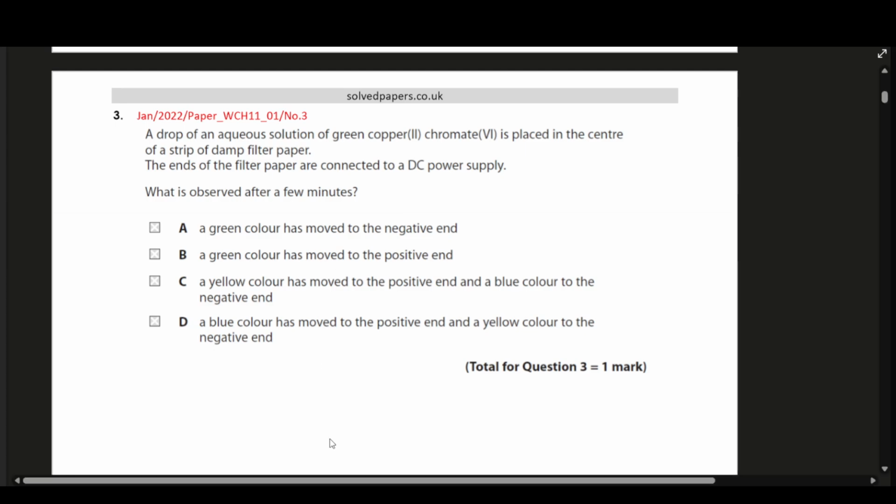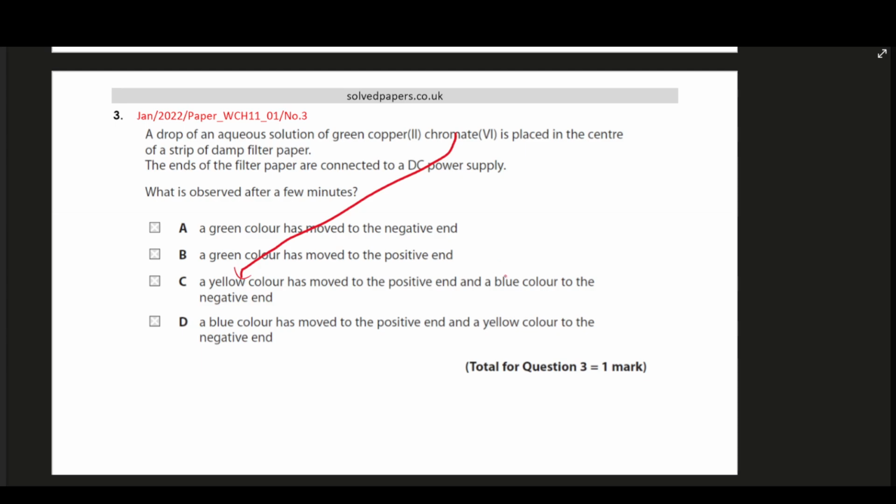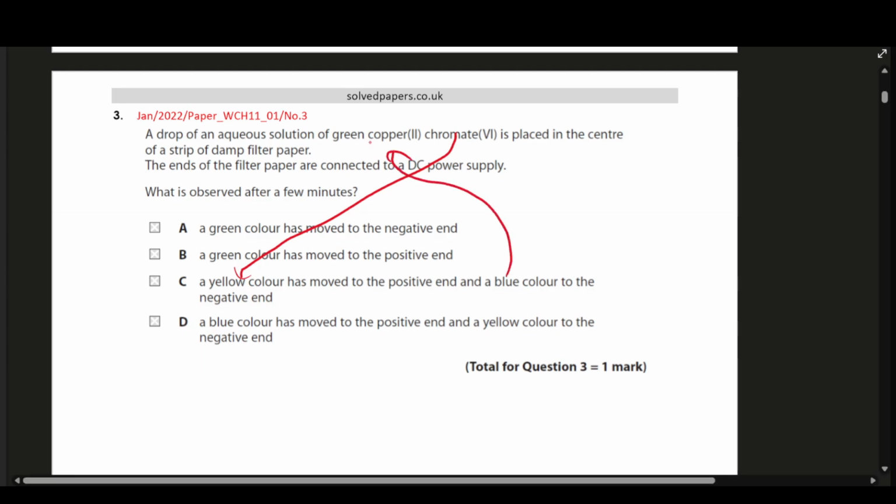Now, A and B are not correct because there are two colors involved. We just need to check that out. The yellow color is from chromate ions, while the blue color comes from the copper(II) ion. All right. So there are two colors involved, so A and B are not correct. We just need to check out C and D right here.